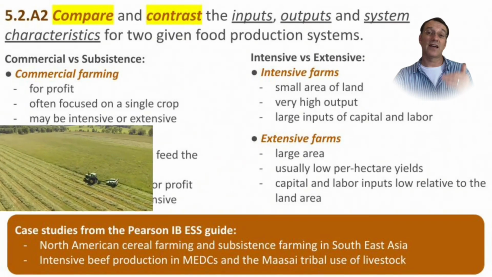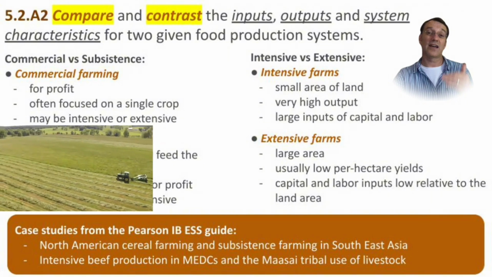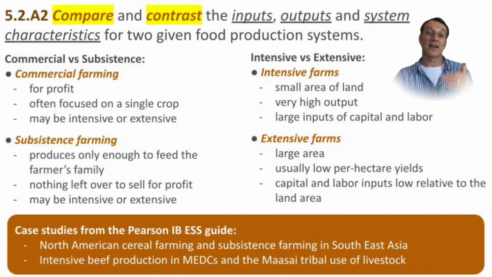Commercial farming aims to produce food for sale, often focusing on a single crop and using a lot of technology. Subsistence farming, on the other hand, produces just enough to feed a family. Some farms are intensive, using a lot of labor and resources on a small area, while others are extensive, spreading out over large areas. Understanding these differences helps us evaluate the sustainability of different farming methods.